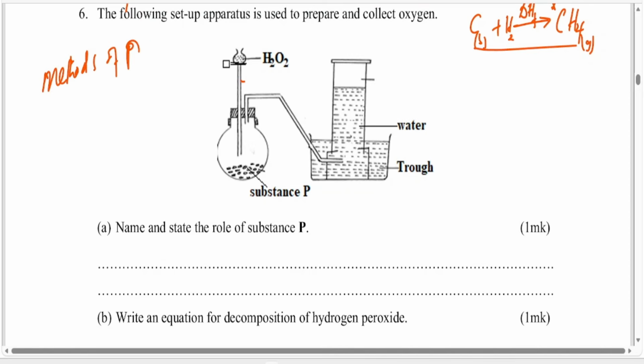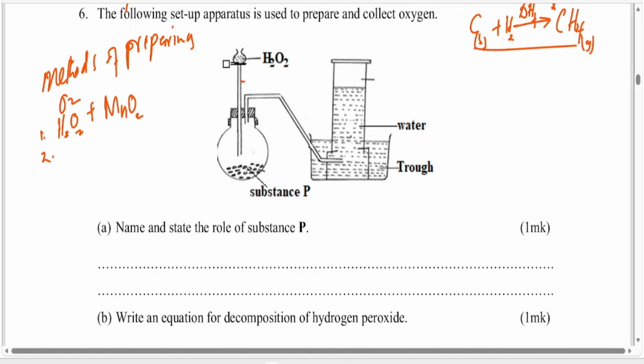Methods of preparing oxygen. One, I've said, is the one where we use hydrogen peroxide and another substance, that is the substance P that we have been asked here. In this case, we always use a catalyst that we call manganese IV oxide. Here, we don't add it. Remember, it's just a condition. So manganese IV oxide. That is one way of preparing oxygen.